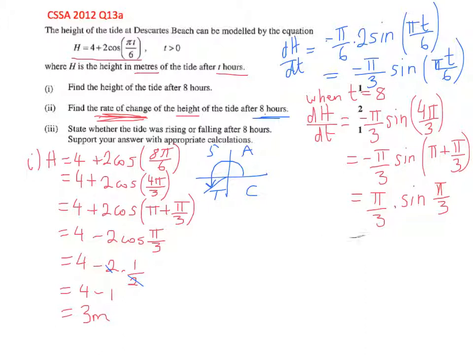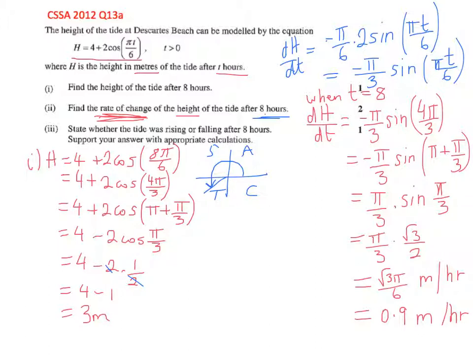Okay, now sine pi on 3 is sine of 60. Sine 60 is root 3 on 2. And you can either leave it like that or simplify it to root 3 pi on 6. And remember, our h was in metres and our t was in hours, so our rate is going to be in metres per hour. And you can leave it like that, or you can type in your calculator, go to one significant figure, and you get 0.9 metres per hour is the rate of change of the height of the tide after 8 hours.